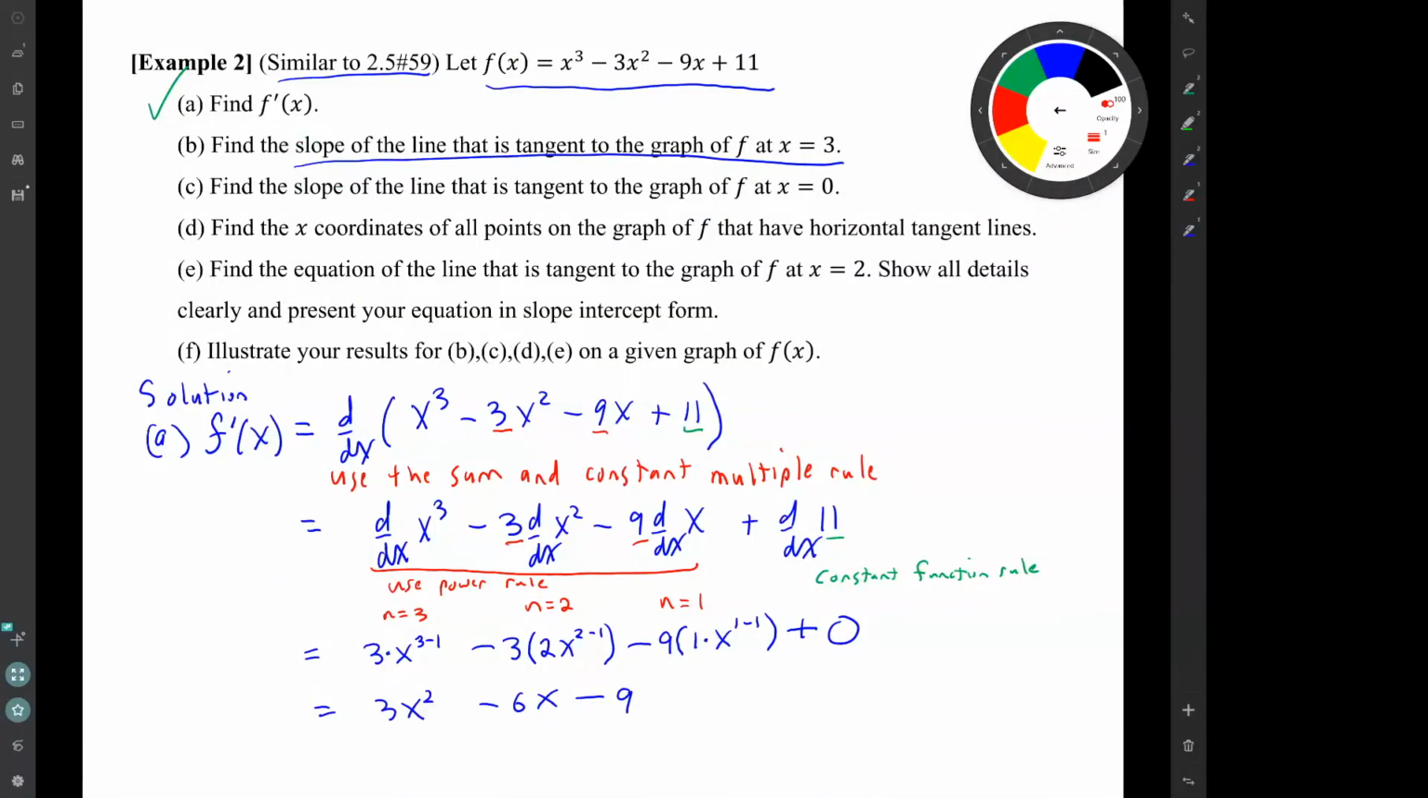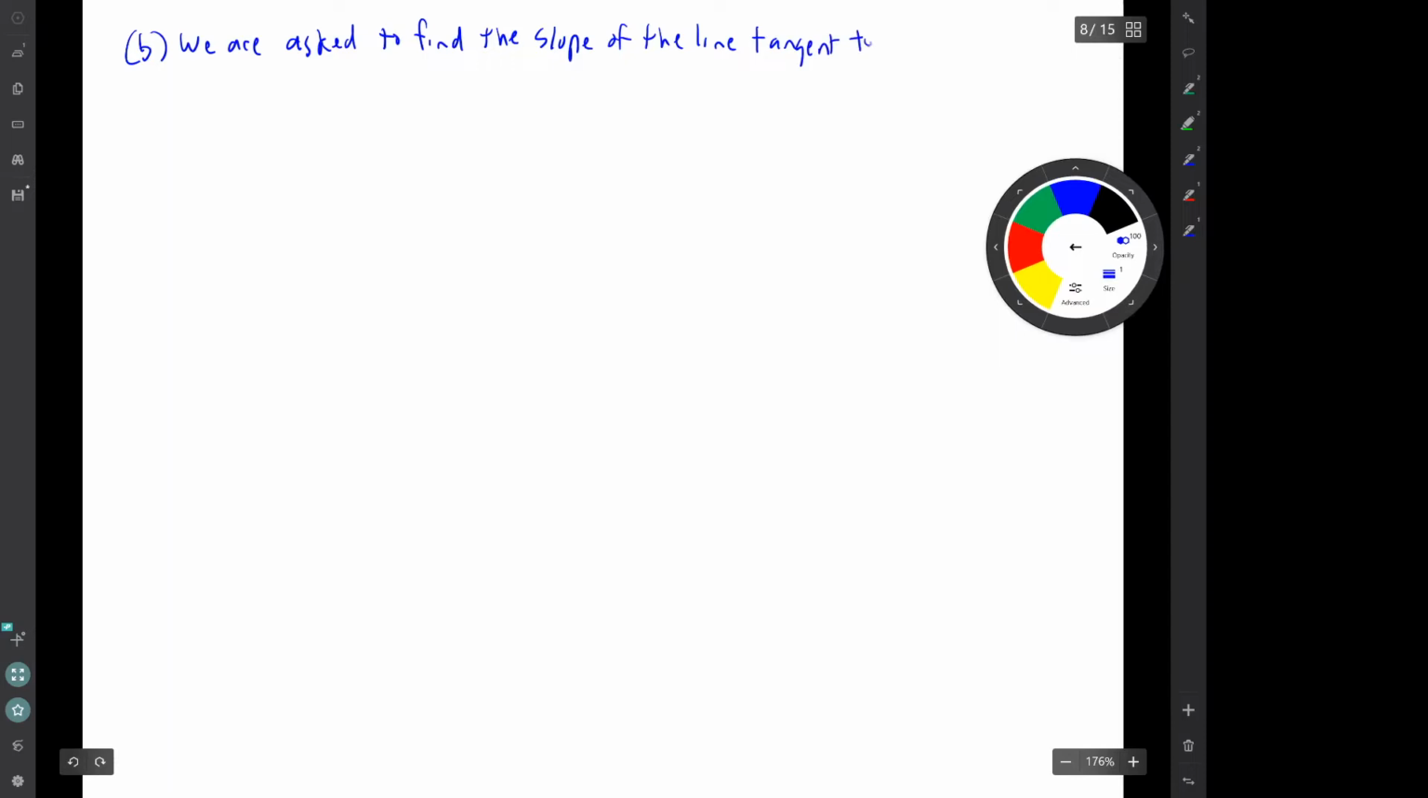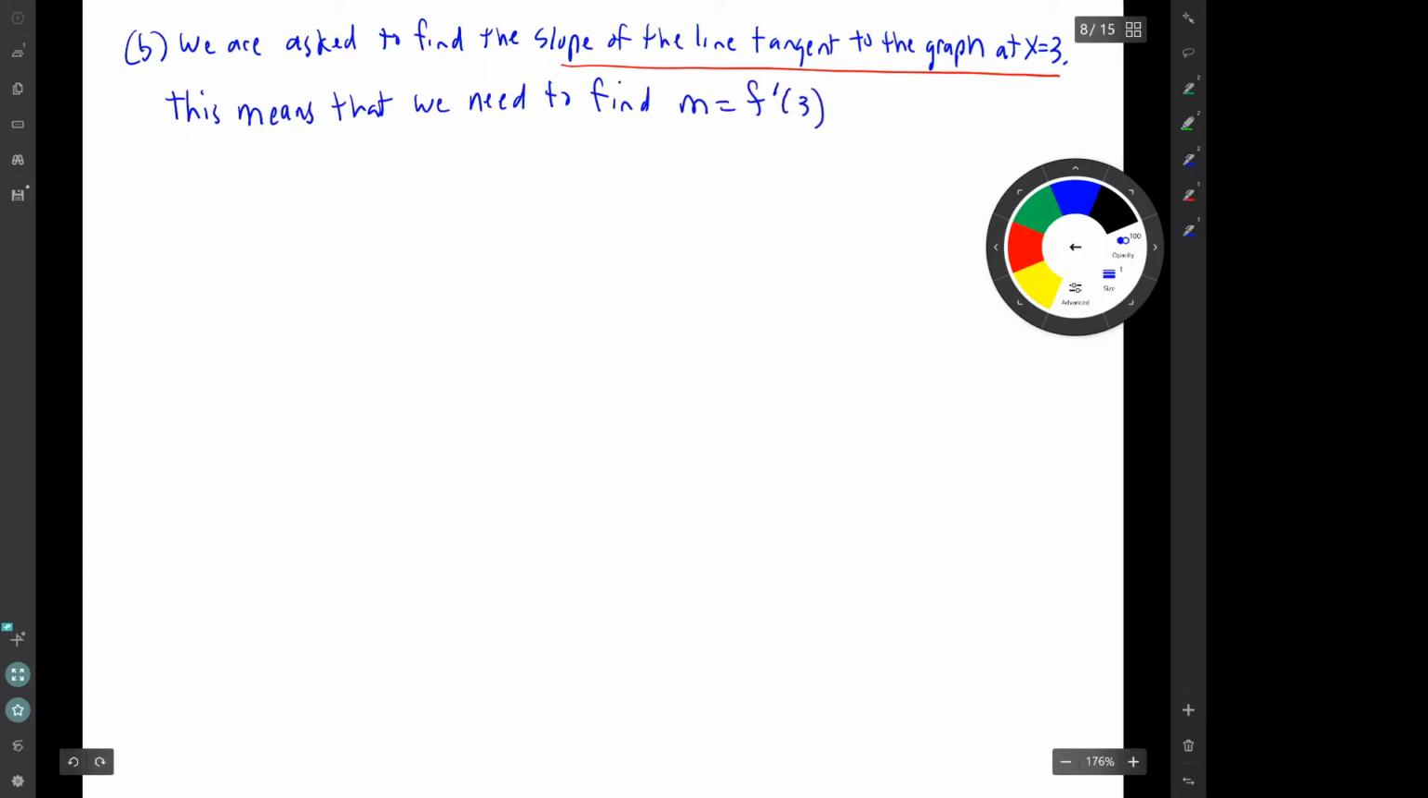So for B, what we're being asked for, finding the slope of the line that's tangent to the graph of f at x equals 3, what we're being asked for is to find f prime parentheses 3. So, again, finding the slope of the line tangent to the graph of f at x equals 3 means we need to find m equals f prime parentheses 3.